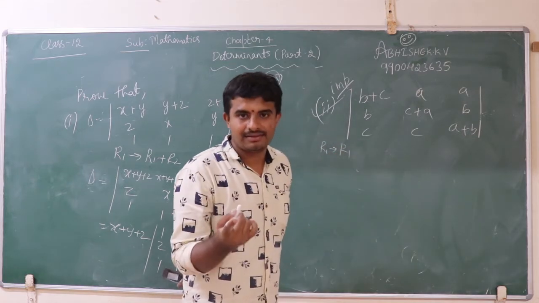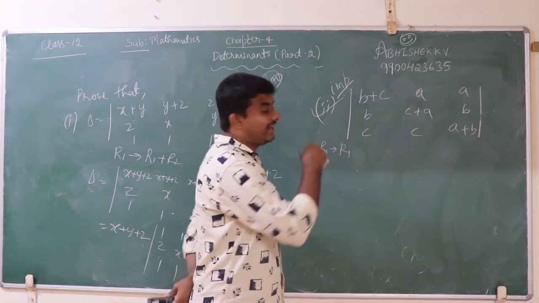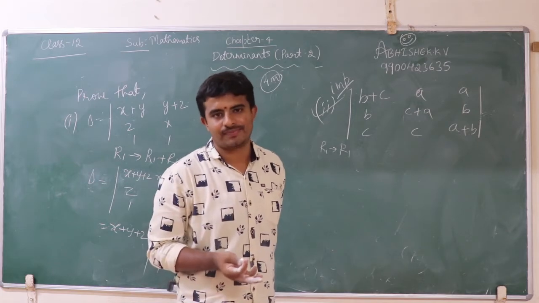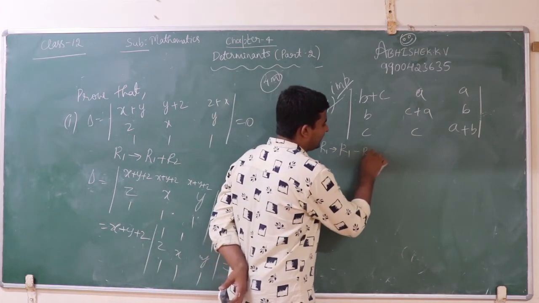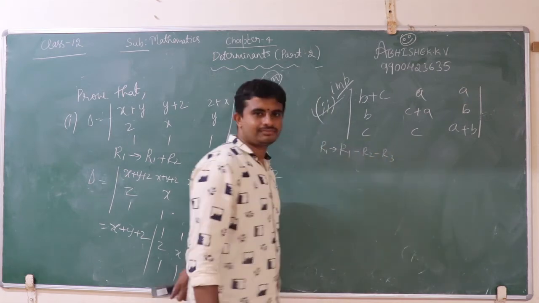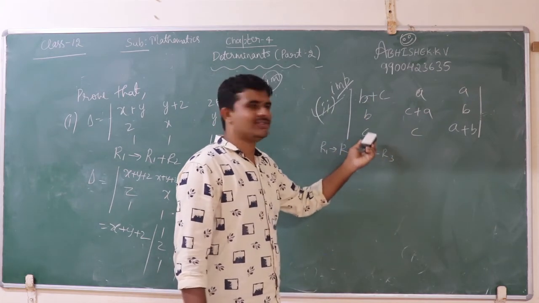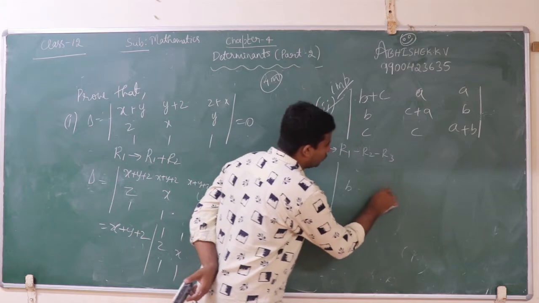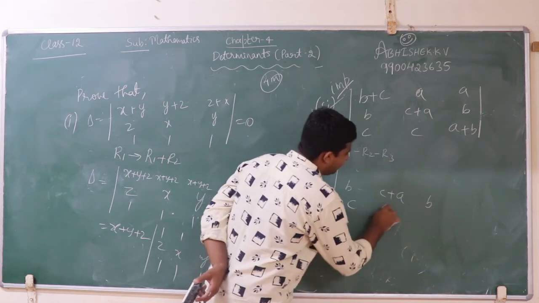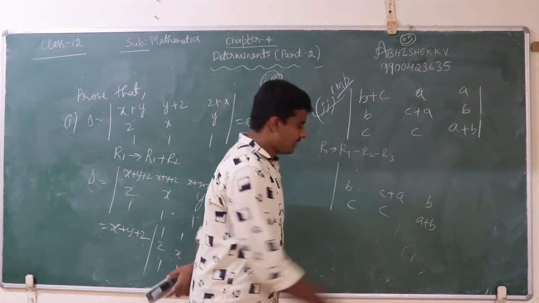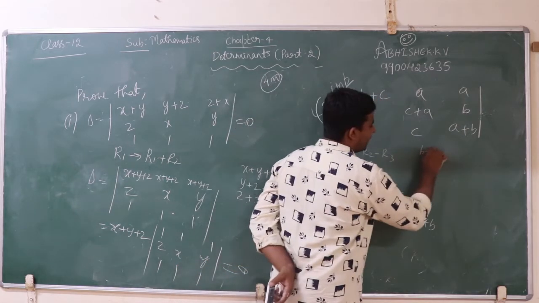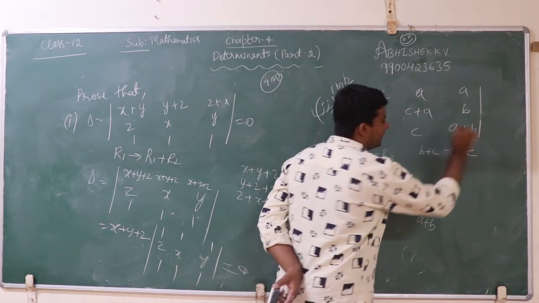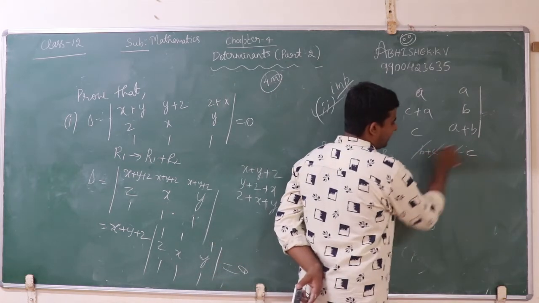The last step is you need to try to make any row or column have the maximum number of zeros. See, R1 changes to R1 minus R2 minus R3. I already told you that when changing R1, R2 and R3 remain the same. R1 changes to b plus c, minus the corresponding element of R2, minus the corresponding element of R3. See, b gets cancelled, c gets cancelled.